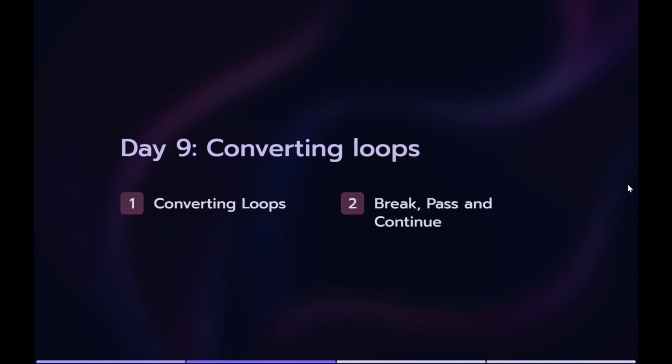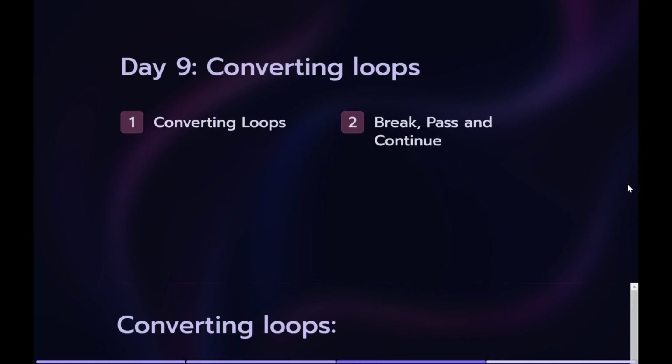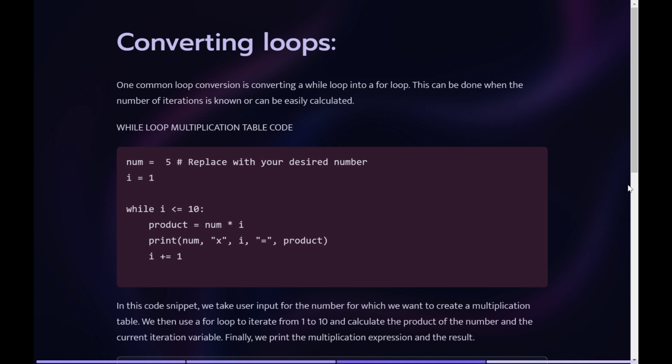So moving on to converting loops, if you're wondering why we are converting loops, it is basically that if you know the number of iterations that you want, it is easier and a much more efficient way. You can convert the loop into a better looking, easily understandable, and efficient code.